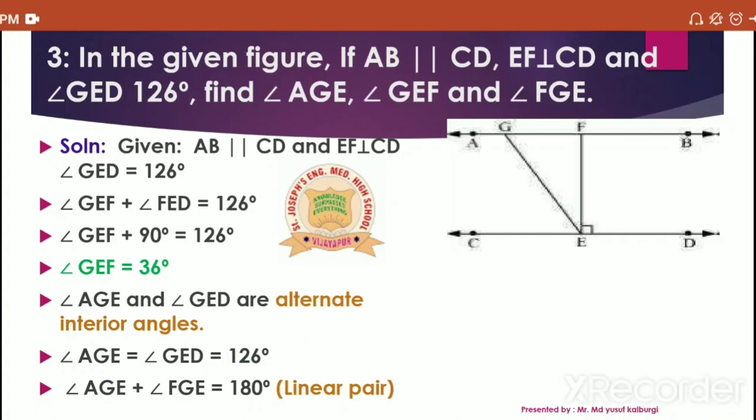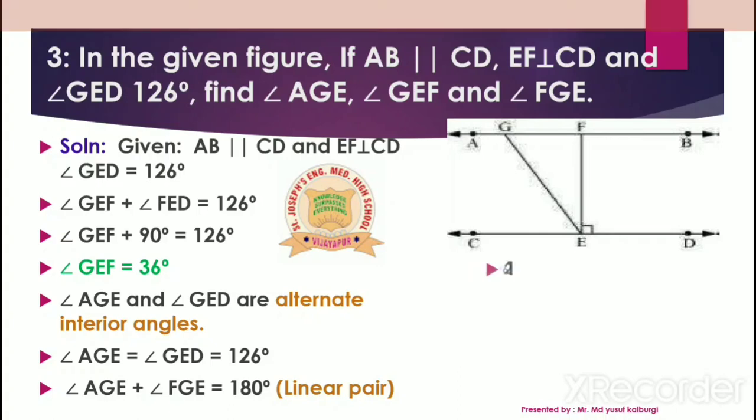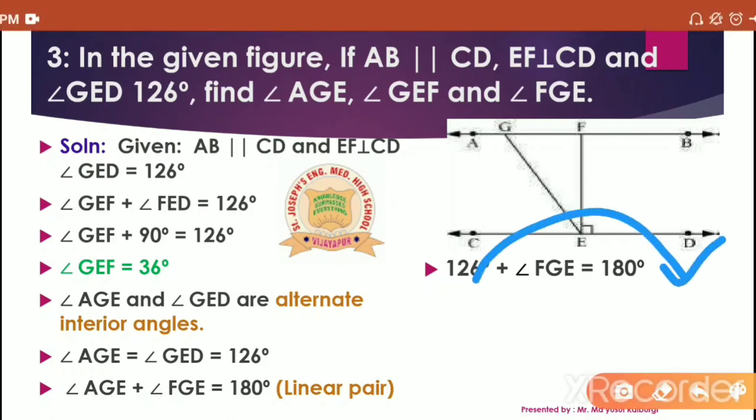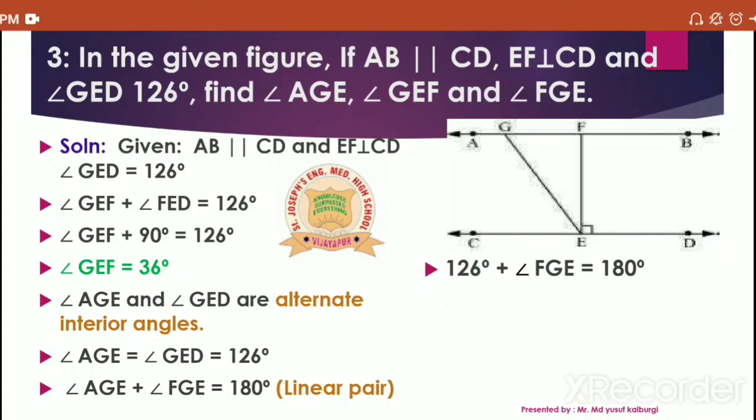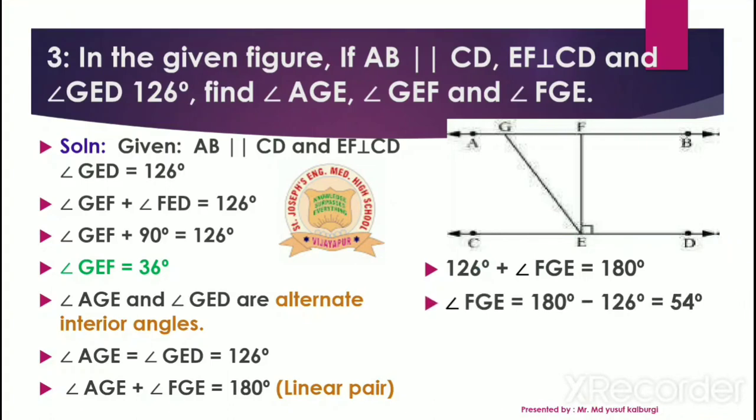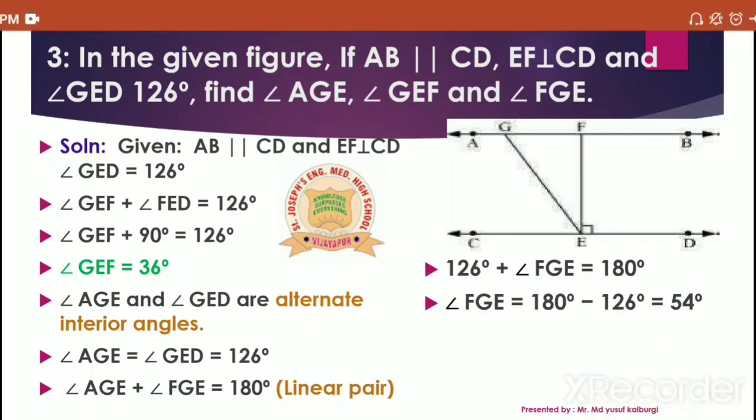Yes, we can substitute. So in place of AGE we can write 126 plus FGE is equal to 180 degrees. Now when you take that 126 to this side, what will happen? It will become negative. 180 minus 126 will give you 54 degrees. That's what we are going to write. FGE is equal to 180 minus 126, that is equal to 54 degrees. We have got the third angle also. We have got all the three angles that they have asked.